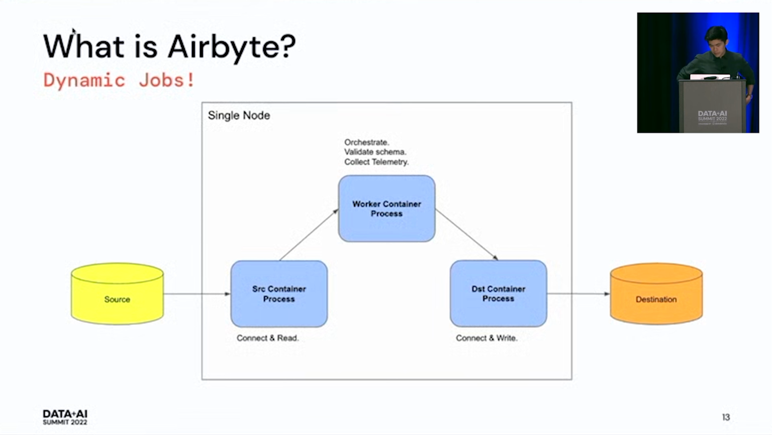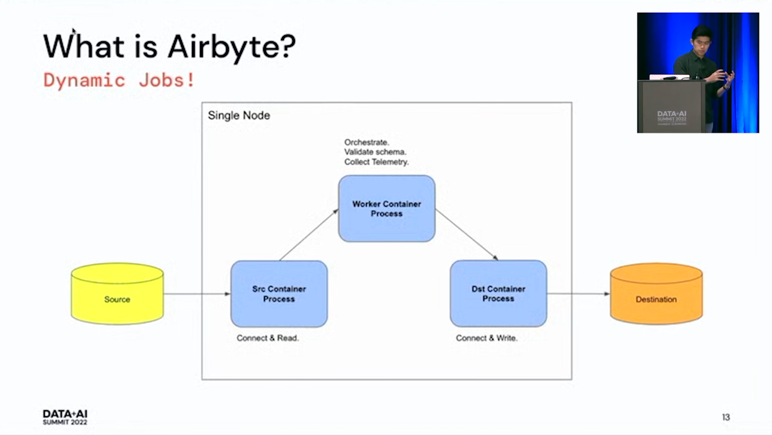The brain of this, the most important process, is the worker process. What that does is orchestrate and do bookkeeping. It is creating a source process that is reading from a source, and then creating a destination process writing to a destination, and then orchestrating all of it to happen correctly.